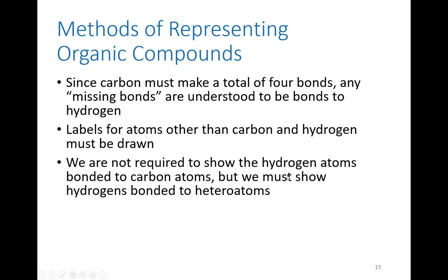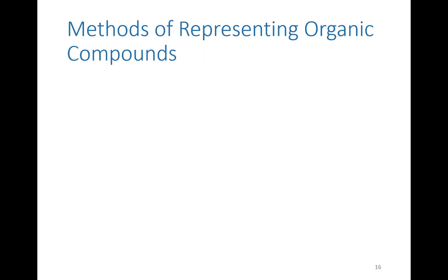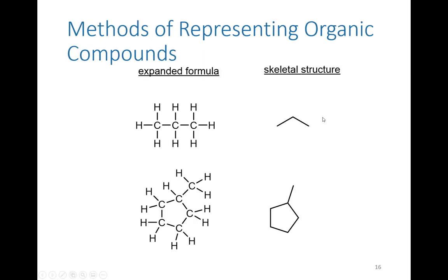You always do need to show hydrogens which are bonded to heteroatoms. So, for example, oxygen bonded to hydrogen, that hydrogen has to be shown. Any hydrogens bonded to nitrogen, those must be shown as well. So let's go back and look at that picture again to get a better idea as to how this works.